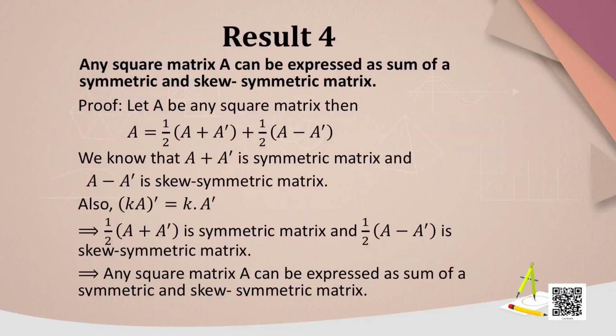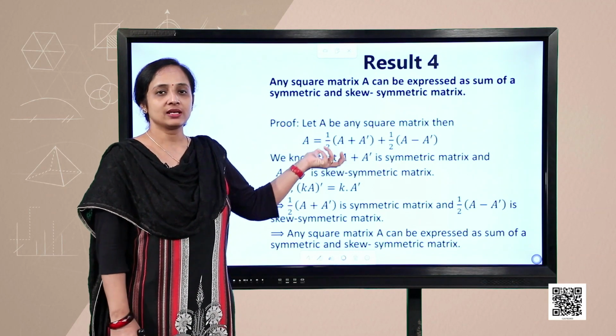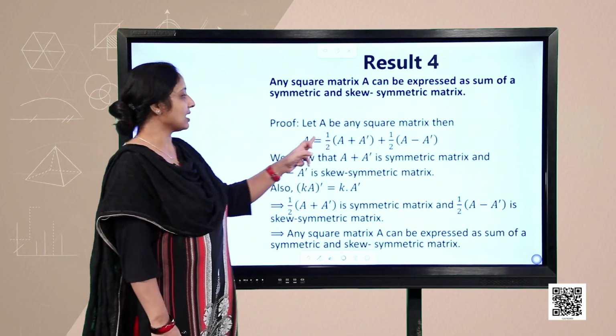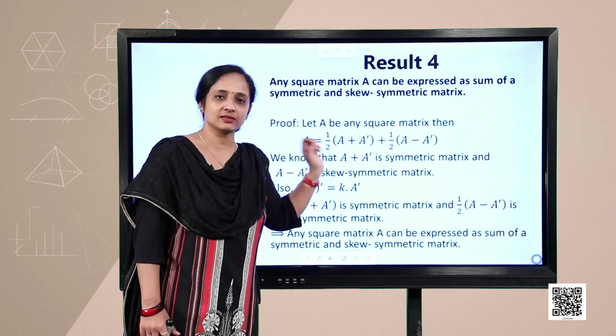Let us do one more result. Next result is any square matrix A can be expressed as the sum of a symmetric and a skew symmetric matrix. So, let A be any square matrix, then we can write A as half of A plus A transpose plus half of A minus A transpose.